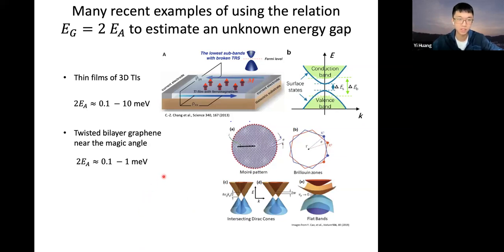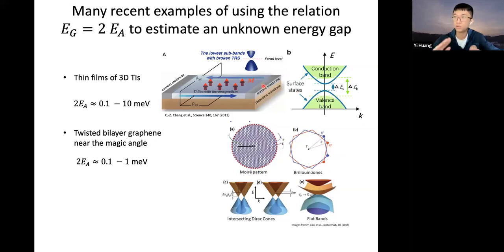So okay, let me continue. In some recent experiments, like a 3D topological insulator, here I show you an example which is magnetically doped, and there's a magnetization gap opened in the Dirac cone of this topological insulator. If you put your Fermi level inside the gap, then you can induce the quantum anomalous Hall effect.